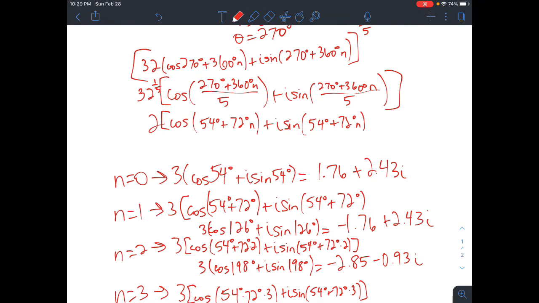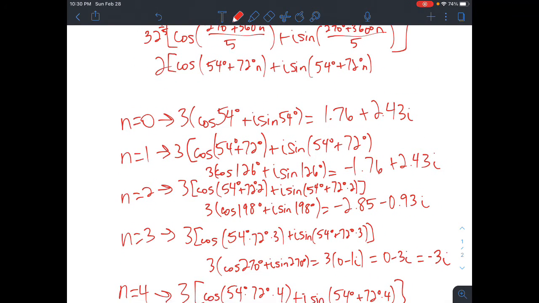And then I plugged in 0, 1, 2, 3, and 4 for n, and when I plugged in 0, I got 2 times the cosine of 54 degrees plus i sine of 54 degrees, and my answer was 1.18 plus 1.62i. A common mistake here would be, looking at the problem, you would think that you would add 72, but when you plug in 0 for n, that totally gets rid of the 72, which would leave it with 54.